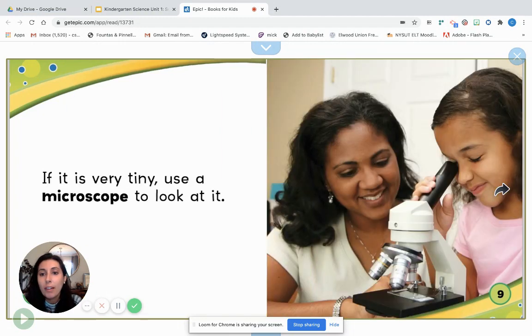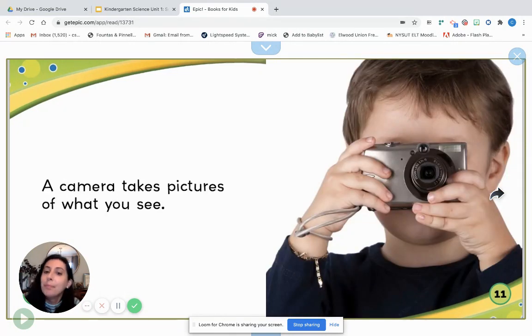If it is very tiny, use a microscope to look at it. Did you know that a microscope can help you to see things that you cannot see with your naked eyes? That's right. So if you wanted to look at, for instance, germs, you could see them under a microscope. We can't see them with our naked eyes just looking around us, but we could see them if we looked inside of a microscope. Pretty cool.